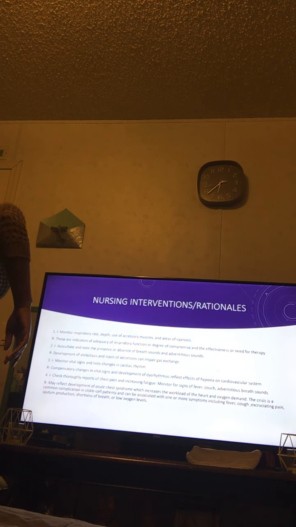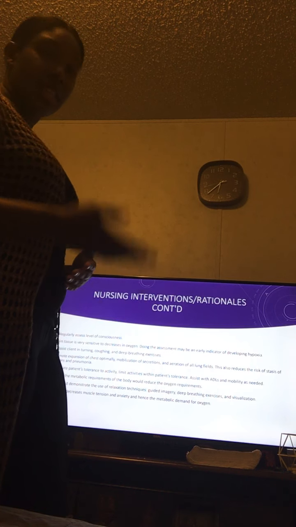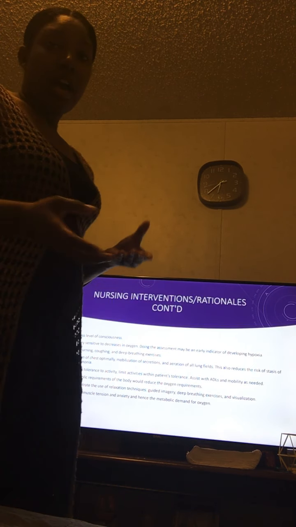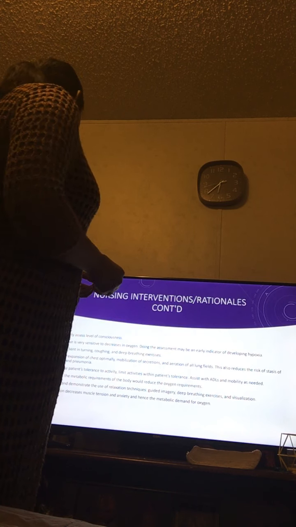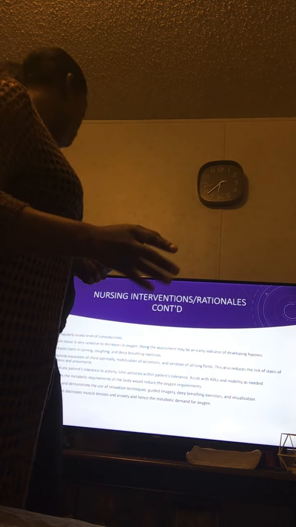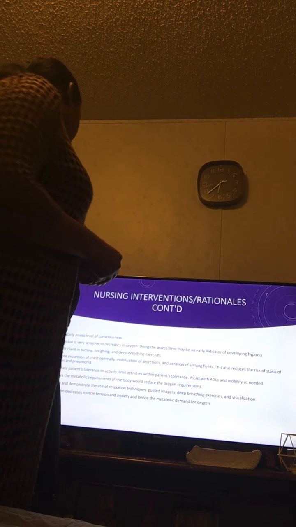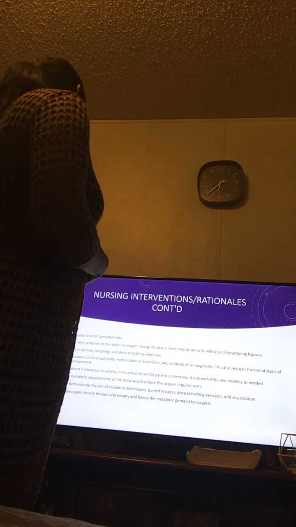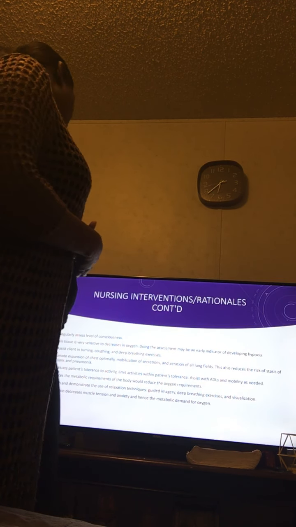Okay. It says regularly assess level of consciousness. That's very important. Brain tissue is very sensitive to a decrease in oxygen, so doing the assessment may be an early indicator of developing hypoxia. Assist client in turning, coughing, and deep breathing exercises. This promotes expansion of the chest optimally, mobilization of secretions, and aeration of all lung fields. This also reduces the risk of stasis of secretions and pneumonia.